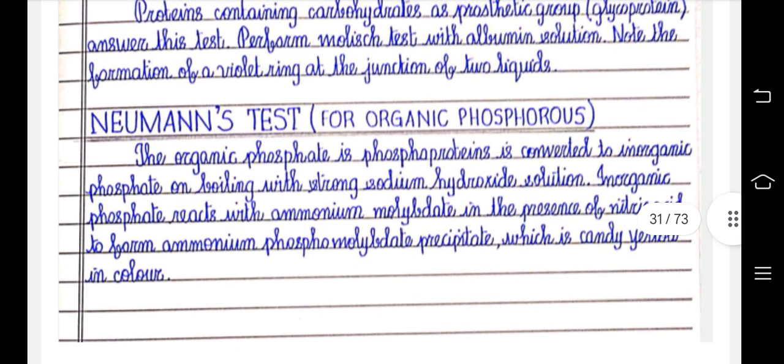Okay. Newman's test for organic phosphorus. The organic phosphate in phosphoproteins is converted to inorganic phosphate on boiling with strong sodium hydroxide solution. Inorganic phosphate reacts with ammonium molybdate in the presence of nitric acid to form ammonium phosphomolybdate precipitate, which is canary yellow in color.